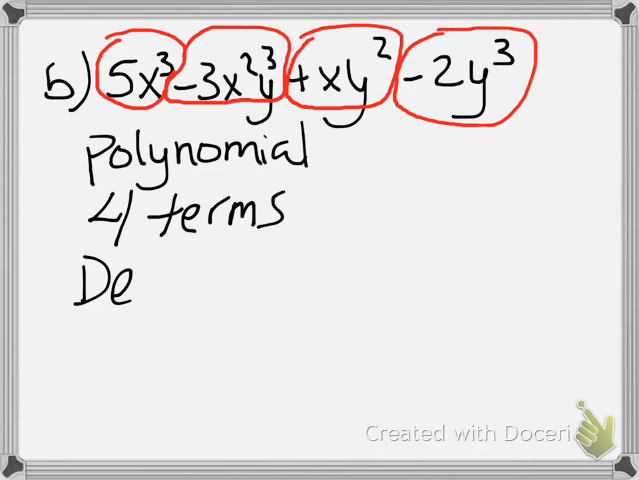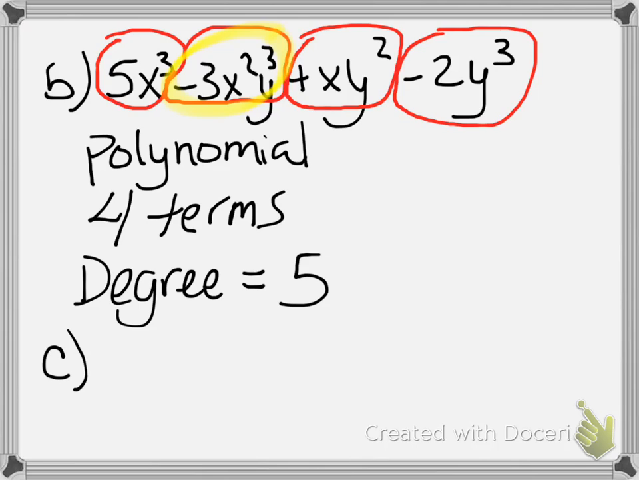And the degree of the first term is 3. The degree of the second term is 5 because of the x squared and the y cubed. The degree of the third term is 3 because of the x to the first power y to the second. And the degree of the last term is 3. So the highest one is the degree of the second term. So 2 plus 3 is 5. So the degree is 5.